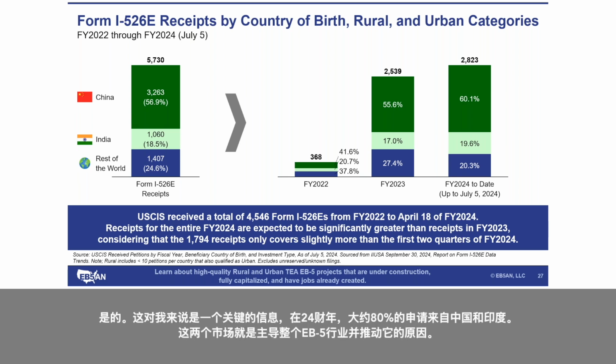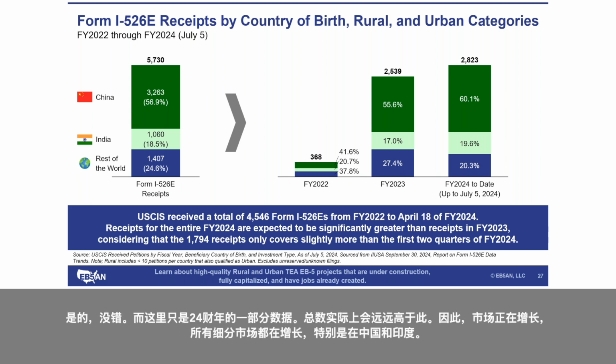Yep, and that is one of the key takeaways to me: about 80% of overall applications in fiscal year 24 are from China and India. So that's what's dominating the entire EB-5 market and driving it. Yep, exactly. And this is only a partial period for FY24, right? So the total is actually substantially higher than that. So the market is growing, and it's growing in all segments, but particularly for China and India.